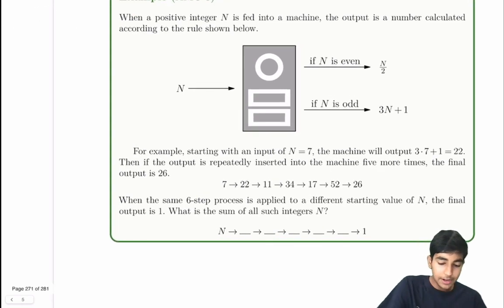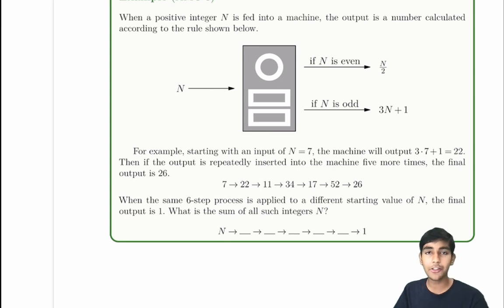When a positive integer n is fed into the machine, the output number is calculated according to the rule shown below. If n is even, divide by 2. If it's odd, multiply by 3 and add 1.